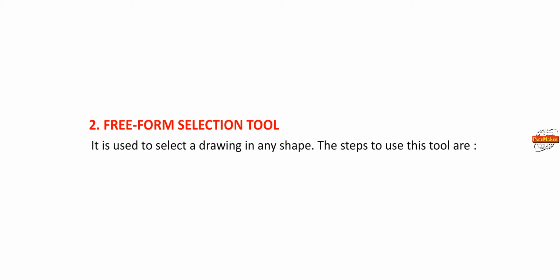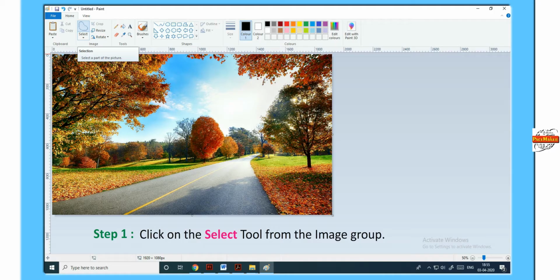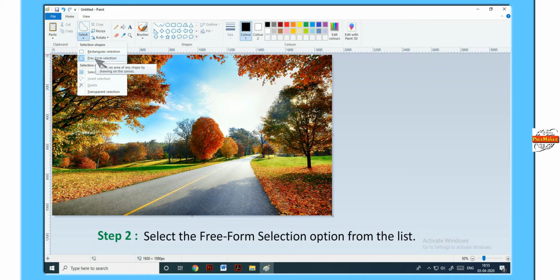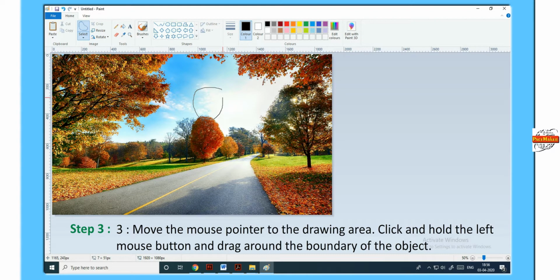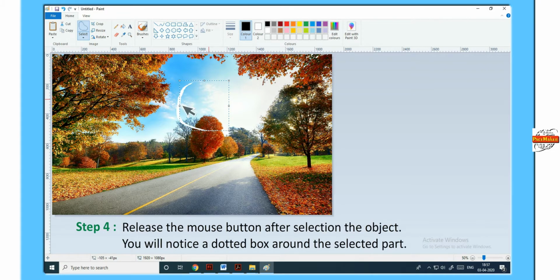Second, Freeform Selection tool. It is used to select a drawing in any shape. The steps to use this tool are: first, click on the Select tool from the image group. In Step 2, select the Freeform Selection option from the list. In Step 3, move the mouse pointer to the drawing area, click and hold the left mouse button and drag around the boundary of the object. In Step 4, release the mouse button after selecting the object. You will notice a dotted box around the selected part.